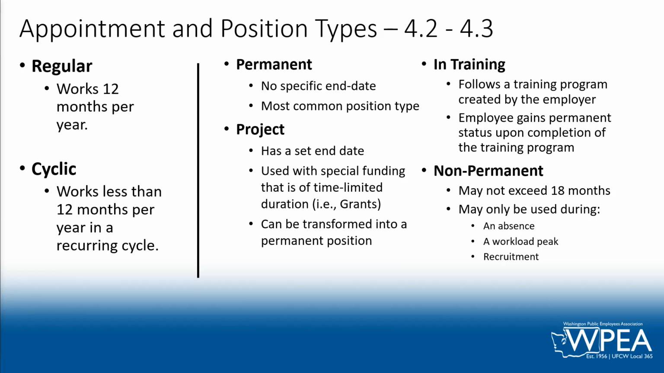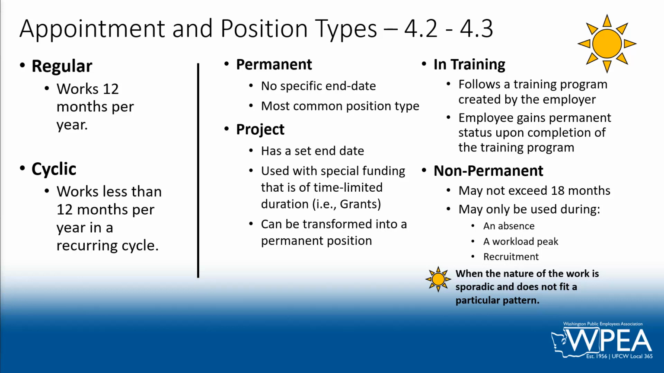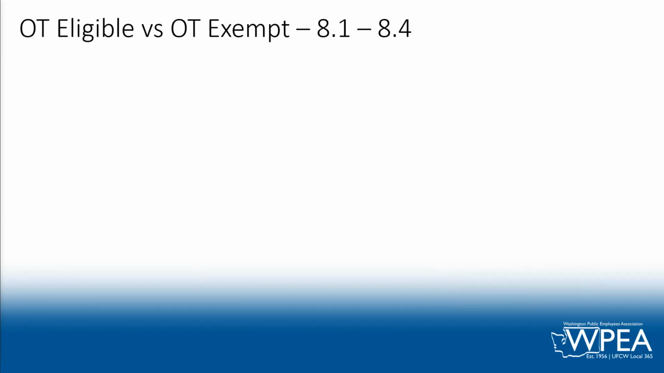Now, in the upcoming 2023 contract, a 4th reason will be added. This 4th reason being when the nature of the work is sporadic and does not fit a particular pattern. I want you to be a little wary of this use case, though, as most work will have an identifiable pattern.